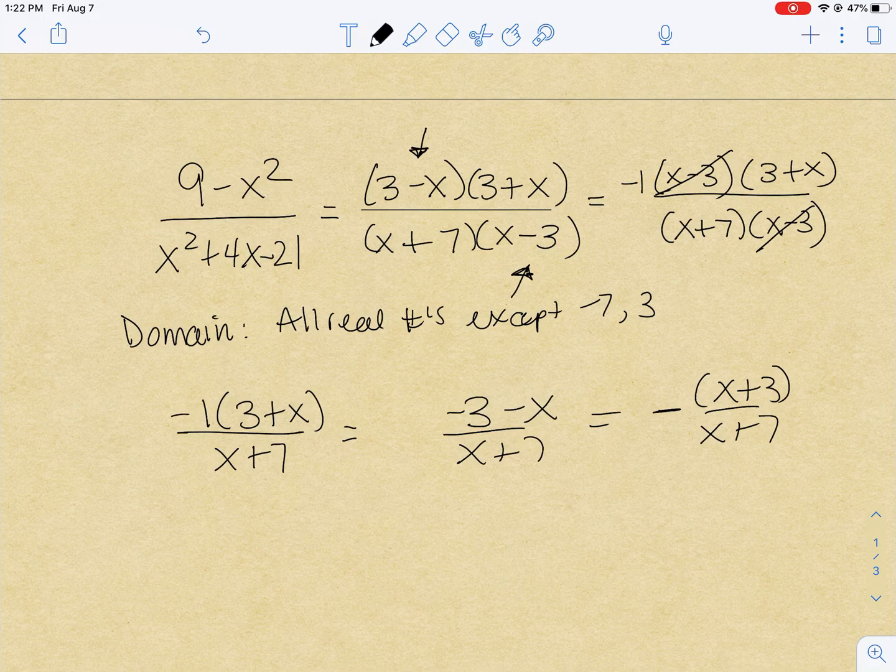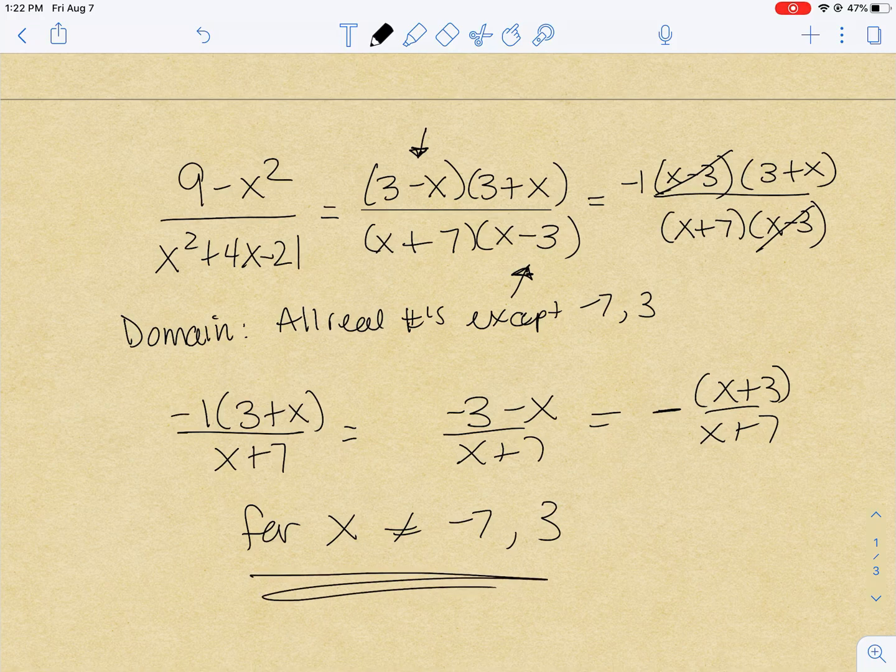And then you're also going to have to include for x's not equal to negative 7 or positive 3. So again, multiple ways to write your answer, but don't forget to put the domain on there too.